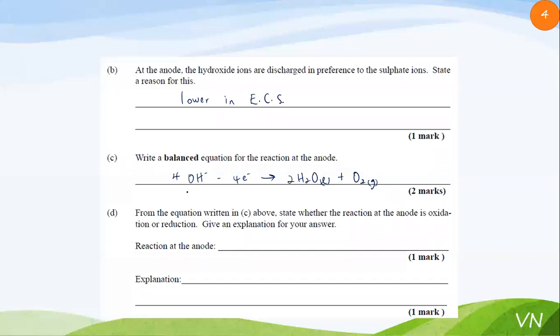Someone is asking, no, do not write ECS. I'm just writing it as shorthand because of the time. What you spell out is electrochemical series.